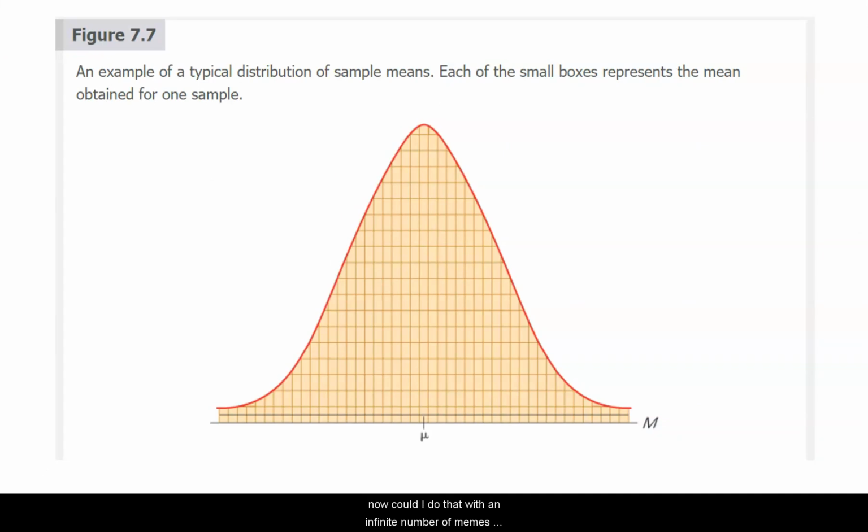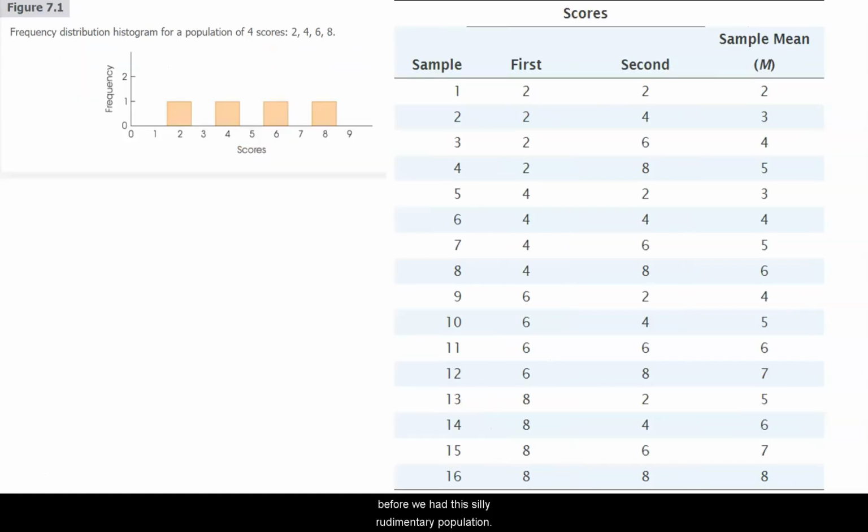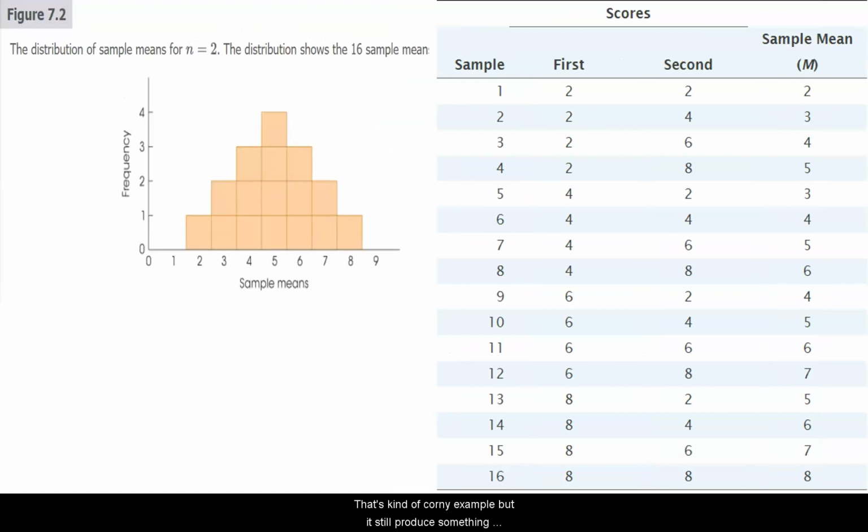Now, could I do that with an infinite number of means from an infinitely large sample? What did we have before? We had this silly rudimentary population with only 4 members in it, and we drew samples of only 2. So that's kind of a corny example, but it still produced something interesting. Now, what did it produce that was interesting that I want to draw your attention to? What's the mean of the distribution of sample means? I hope you can tell by looking that the mean of the distribution of sample means is also 5.